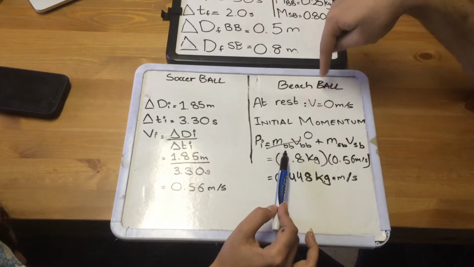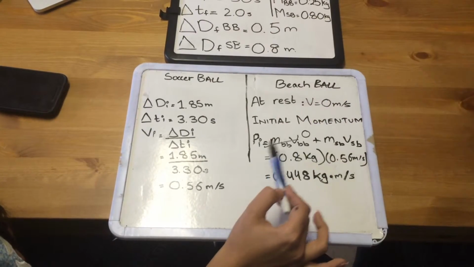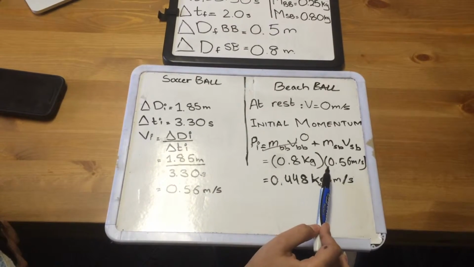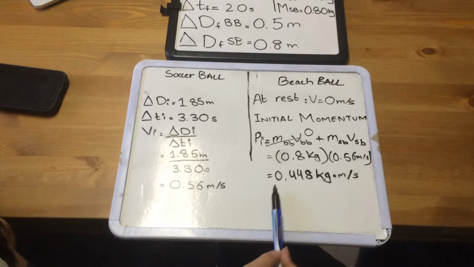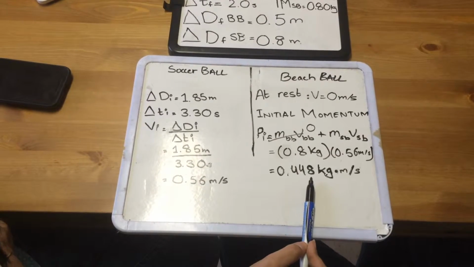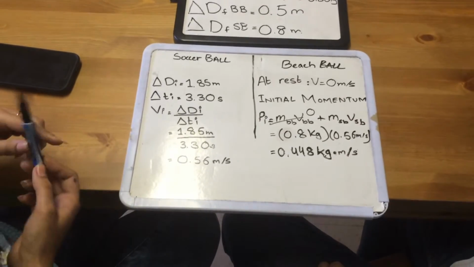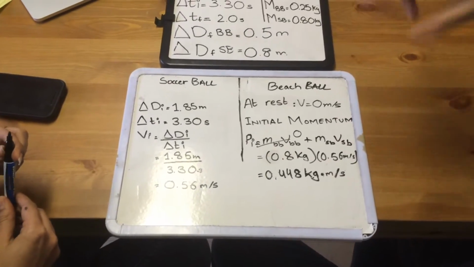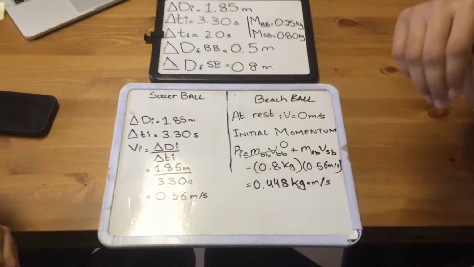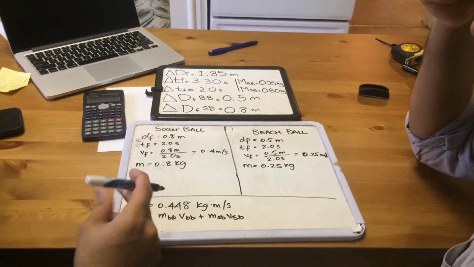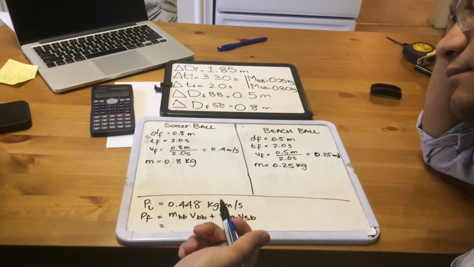And shouldn't this be 0 because of that? Yes, so that's going to come up to be 0. And then it's just 0.8 kg times 0.56 meters per second, which will equal 0.448 kg meters per second, which is going to be the momentum. I see. And now we do the momentum for the second part? Yes. Okay, so now that we've found initial momentum, we can go ahead and find final momentum.